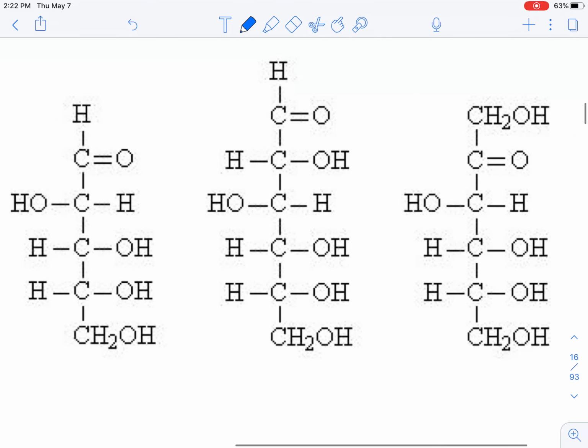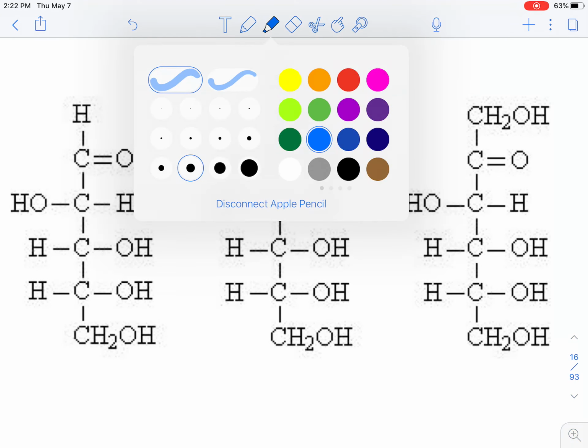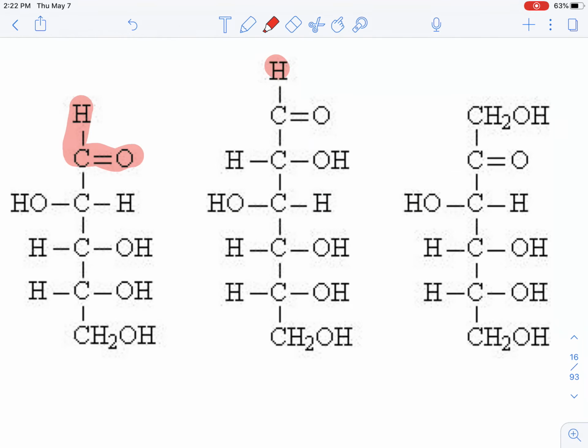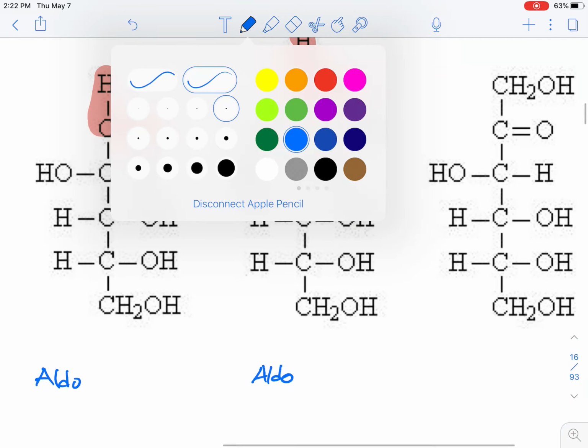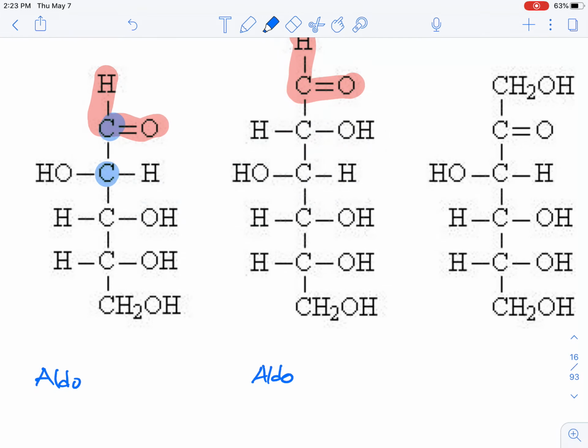All right, looking at these last 3 examples, here I see an aldehyde, I see an aldehyde, so both of these are going to start with aldo. Here I have 1, 2, 3, 4, 5 carbons, so that's going to be aldopentose. Then 1, 2, 3, 4, 5, 6 carbons, and that's going to be aldohexose.